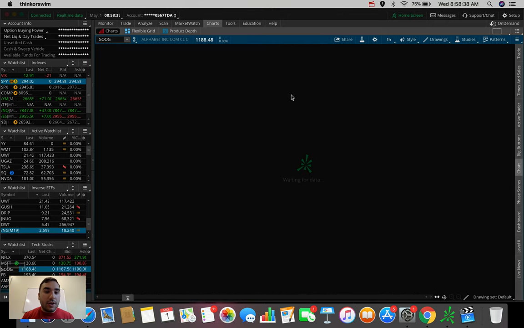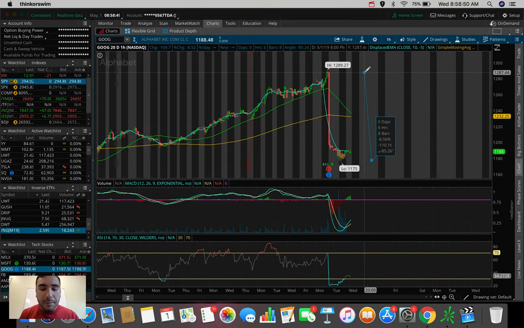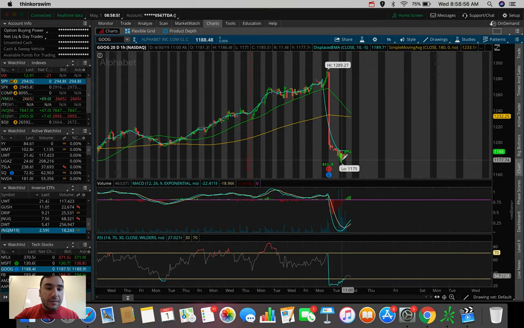So let's hop over here to Google stock. And Google, we all know, reported earnings a couple of days ago. The stock tanked. I believe it was about 10%. We can see exactly here, roughly 10%, more like 8.5%, from about $1,300 all the way down to $1,175.